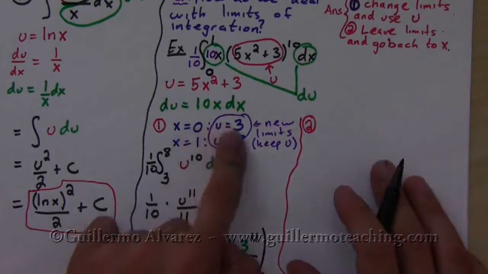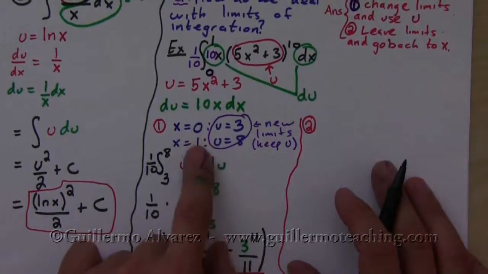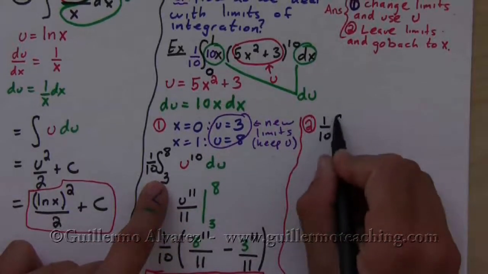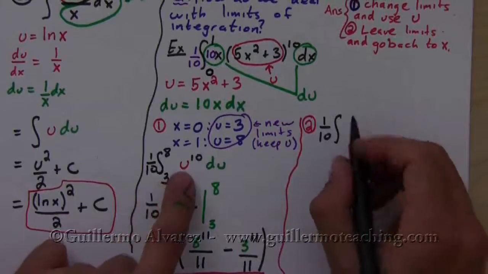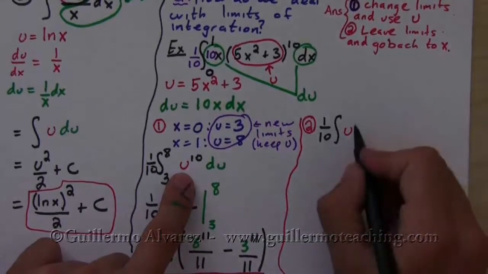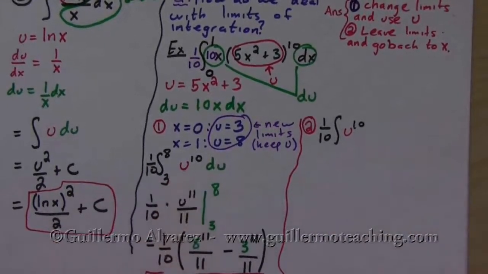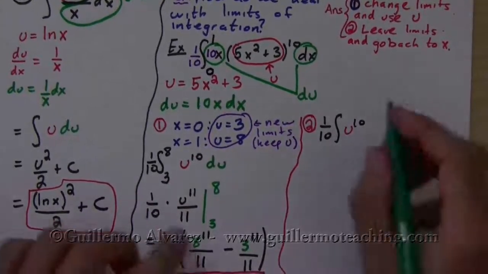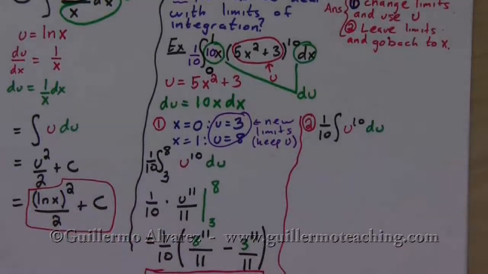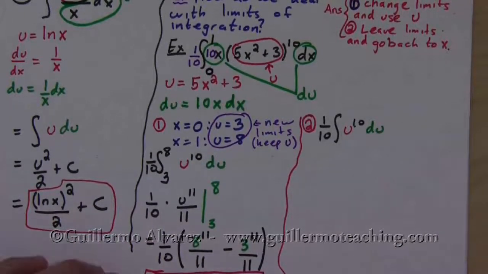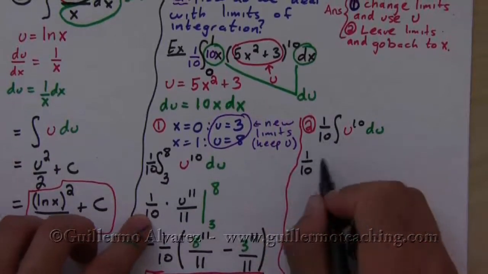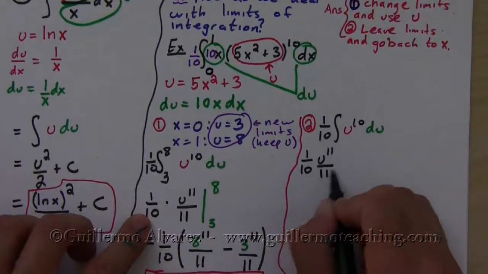So we skipped this first part that we did right here where we changed it from x's into u's, and we're just going to find the indefinite integral. We just want to find the antiderivative. So we're going to start off in this step, u to the 10th du, and then we find the antiderivative, which is, the 1/10 stays out, and then u to the 11th over 11.